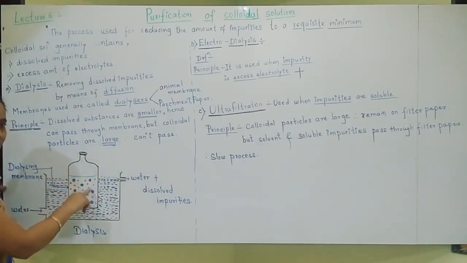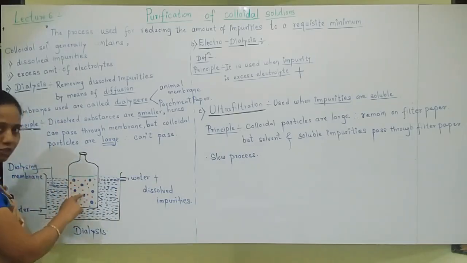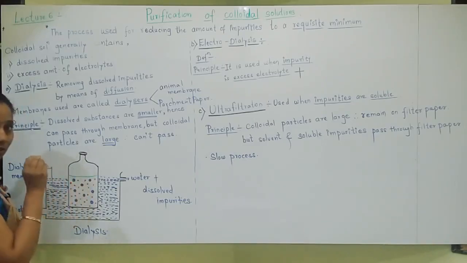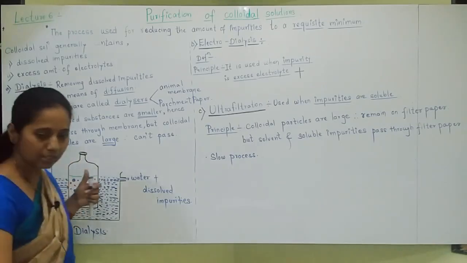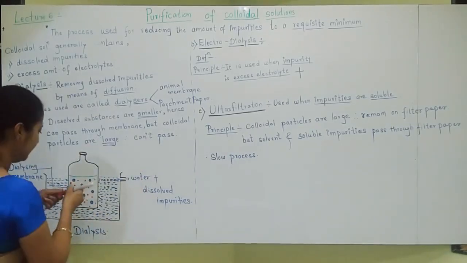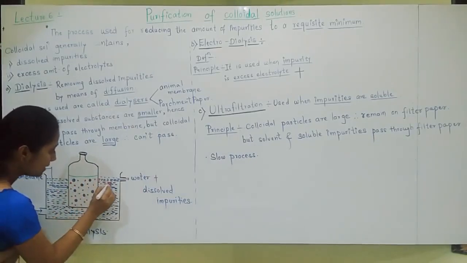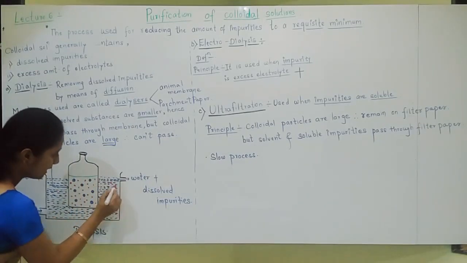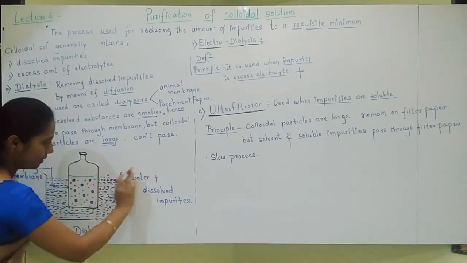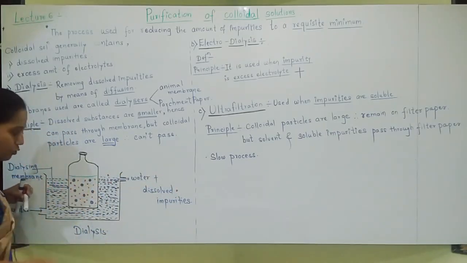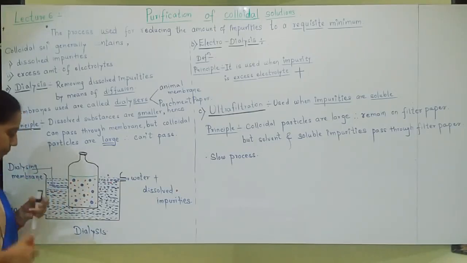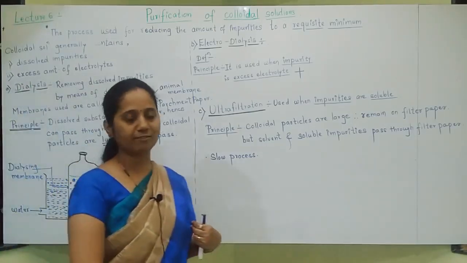And what is left in this bag? Of course nothing but colloidal solution. Colloidal particles are large and that's why these colloidal particles do not come out of the dialyzer. So who will come out? I have shown here by red color small particles, which are coming out and are removed. Dissolved impurities are shown by red color and colloidal particles are shown by little larger size. Okay, so I hope you understood the dialysis method very well.